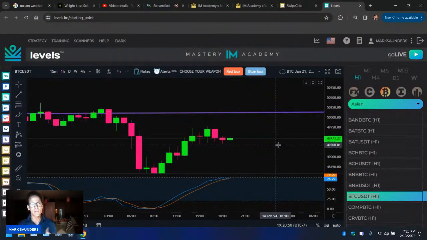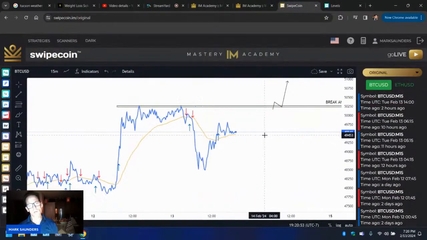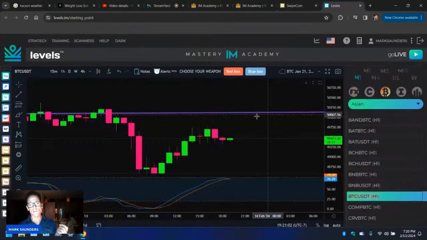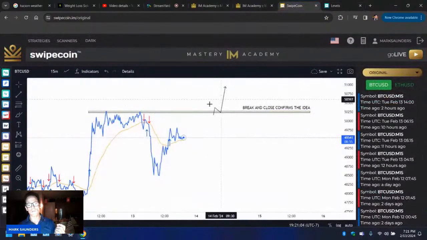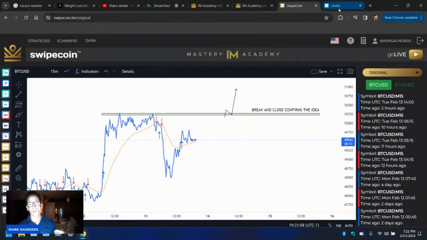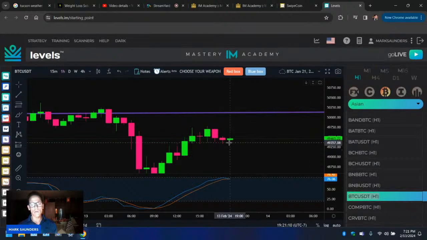Right now it's kind of iffy territory. It could just break down. It could go either way. But that's why we set up zones. And so if it breaks above this zone, which is really the same zone as this, basically really close, these two zones are the same. If it breaks and closes above this zone, then I would consider entering a scalp trade.